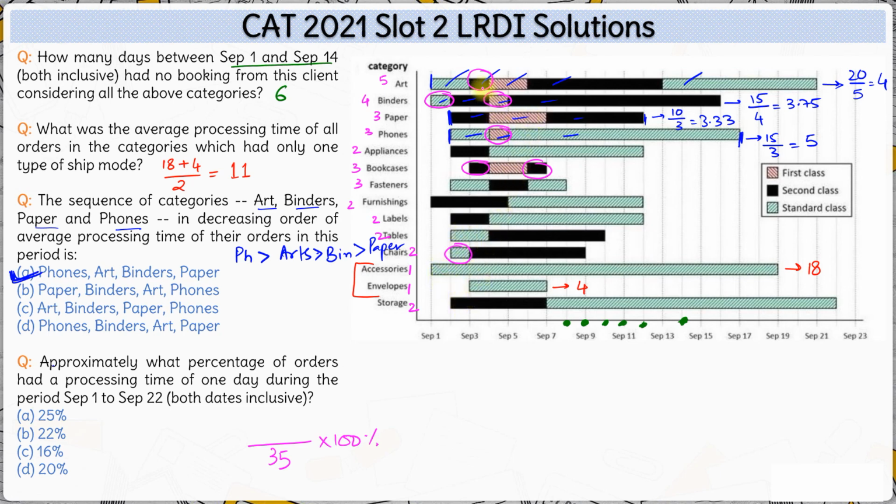So how many orders have exactly 1 day processing time? 1, 2, 3, 4, 5, 6, 7. So 7 orders out of 35. This gives us 7 by 35, which is 1 by 5. 100 by 5 is 20%. So 20% of orders had exactly 1 day processing time. Hence the answer is option D. Okay, so that's it for this question. Thank you.